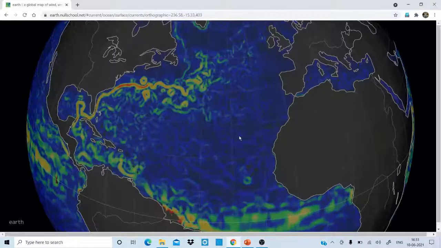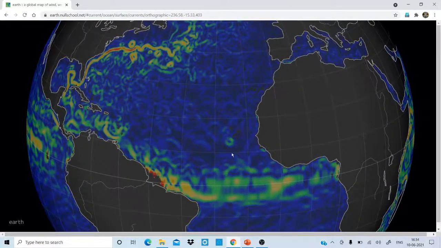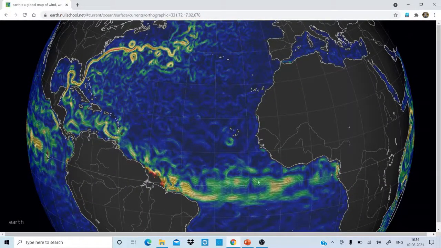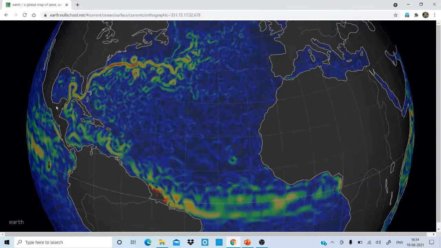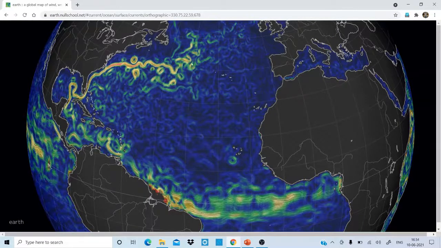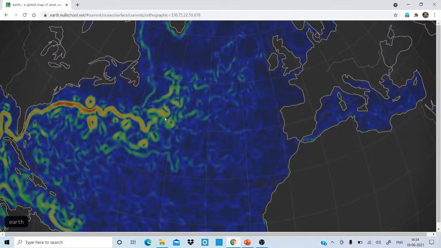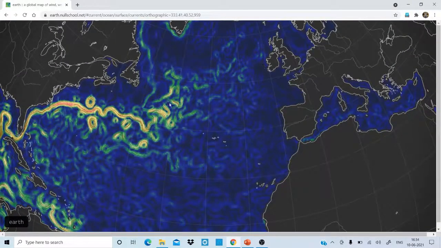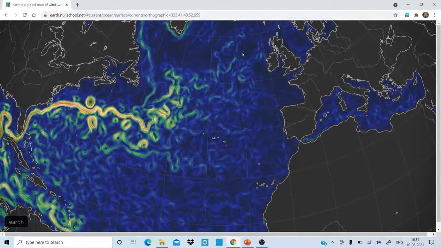Let us now see the North Atlantic Ocean. This is the North Equatorial current. It flows over here. From the Gulf of Mexico, we get a warm western boundary current. This is the Gulf Stream. This Gulf Stream is carried further north by the winds. You can see these movements, the meandering pattern. This is the North Atlantic Drift.